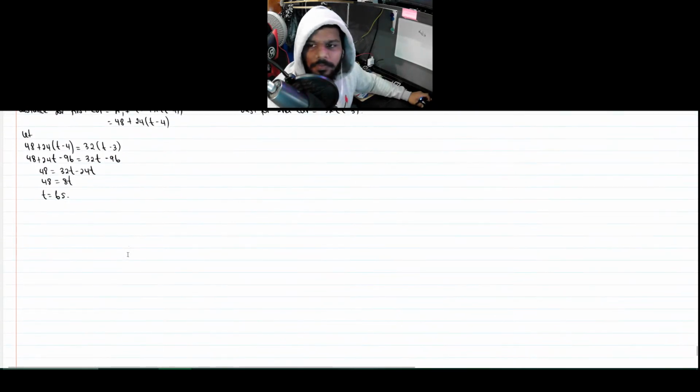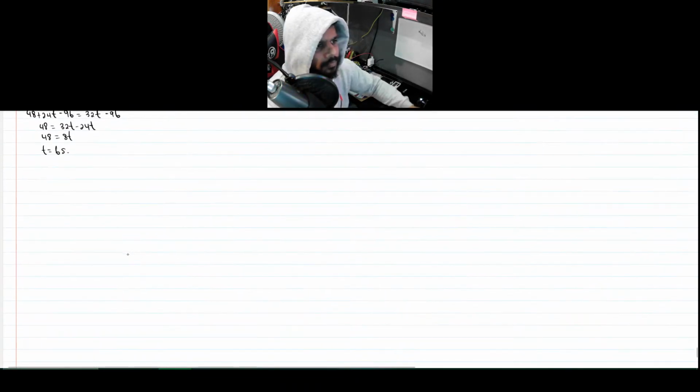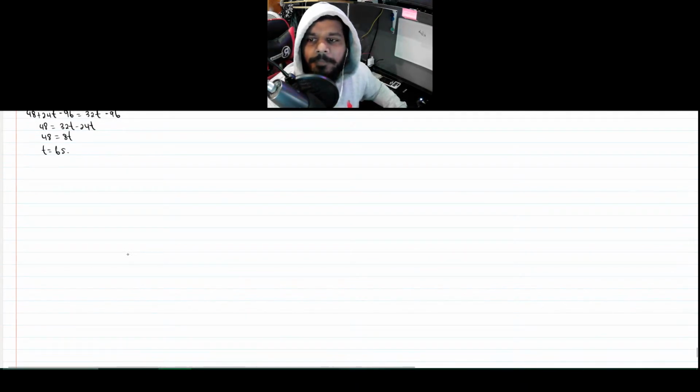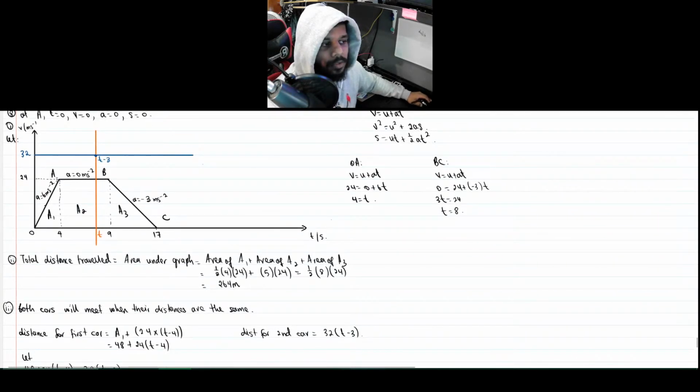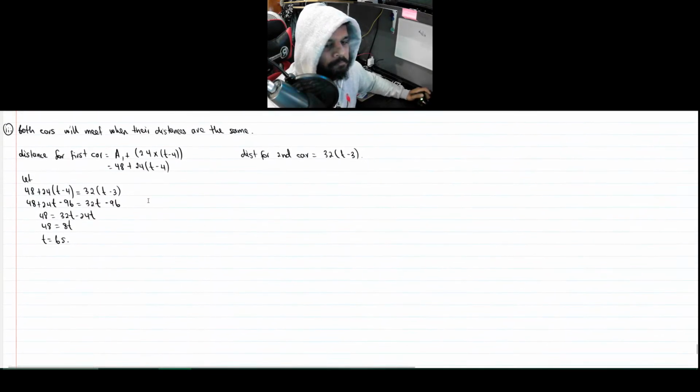Part B now. Hey, look, they actually give the hint there. Assume that the cars meet during the time when the first car is moving at constant velocity. So they do meet between A and B. Alright, so part B.